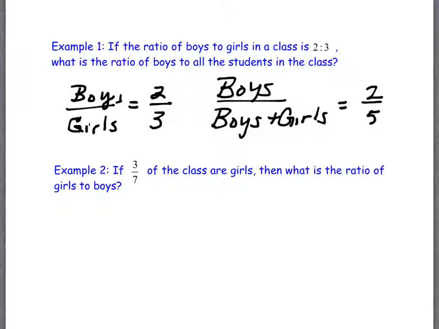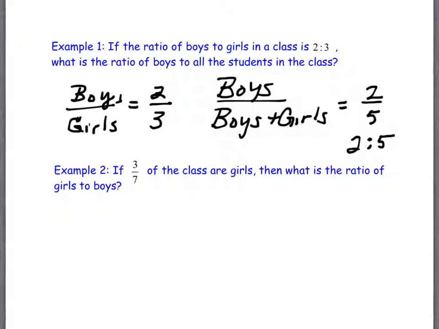Now, it doesn't actually mean there's 2 boys and 3 girls, right? This could be a reduced fraction for something else. You know, so this could be 6 to 9 or something like that we've reduced down to 2 and 3. But the reduced form is 2 to 3, so the reduced form of the part to whole is 2 to 5. Or we could go the other direction, and you could also write this in this form if you prefer. It's the same thing, okay?